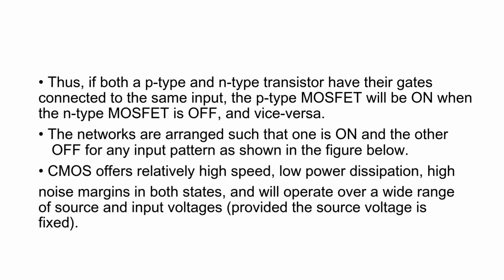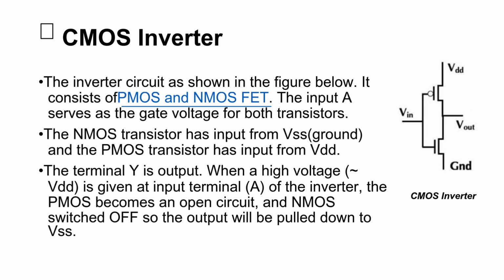The CMOS offers relatively high speed, low power dissipation, high noise margin in both states, and will operate over a wide range of source and input voltage.